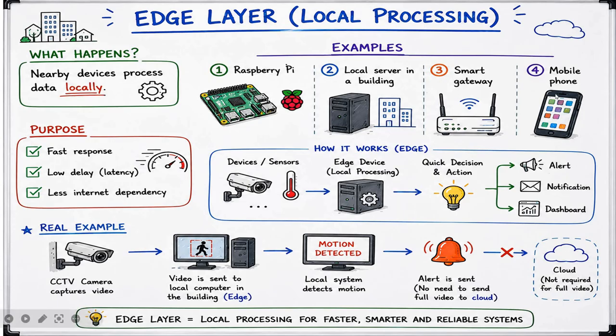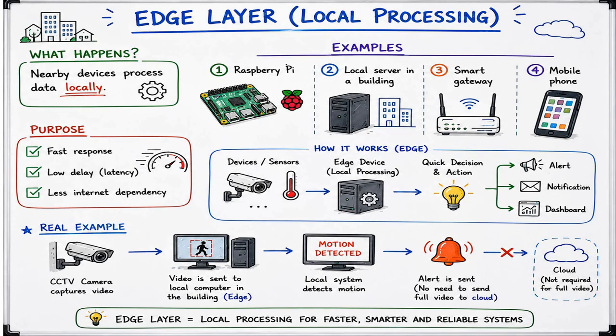Then comes the fourth example, that is the mobile phone. A smartphone can also function as an edge device, especially useful in wearable IoT systems, and the role is to process the data from devices like fitness bands and smart watches, and it displays real-time insights to the users. So here your phone calculates the daily steps instead of sending the raw data to the cloud.